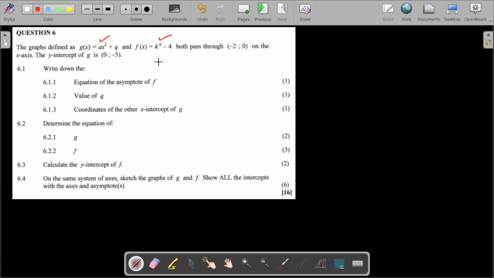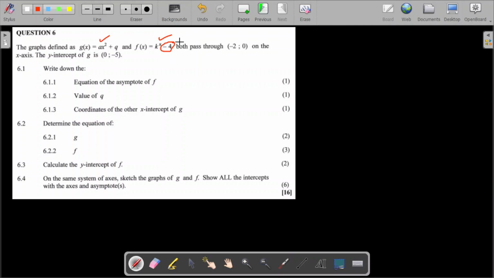So here they are telling us that the graph is defined as g(x) = ax² + q, and also they are telling us that this exponential graph is f(x) = k^(x) − 4. Now, what we know about this negative 4, we call it an asymptote.